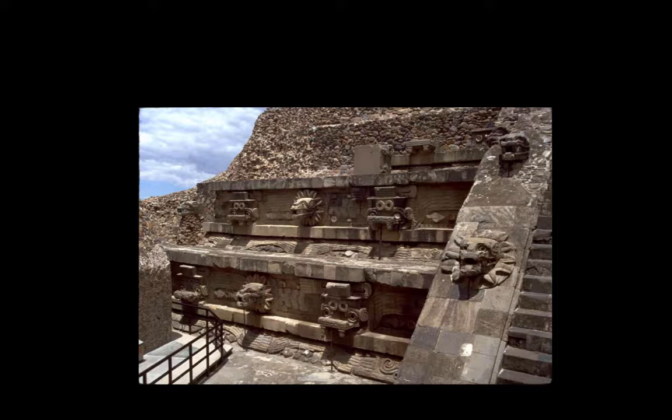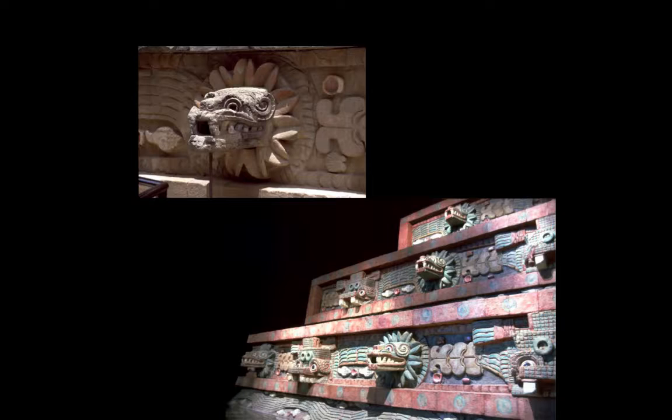Each one of these faces is several meters high and several tons in weight, and this whole structure, we believe, was painted. This is a reconstruction of the painted surface of the Temple of the Feathered Serpent, and then a detail of a feathered serpent figure. Now, feathered serpents, and we saw a potential early feathered serpent at the San Bartolo murals, was an entity that had rattles at the very end of his tail.